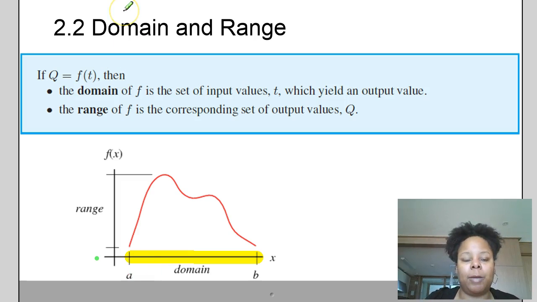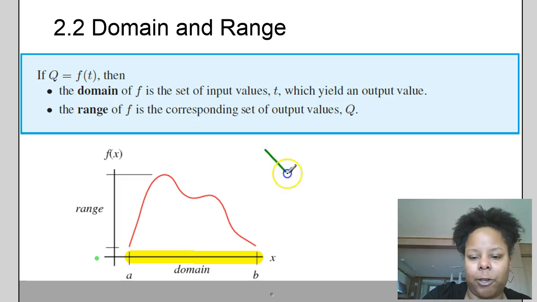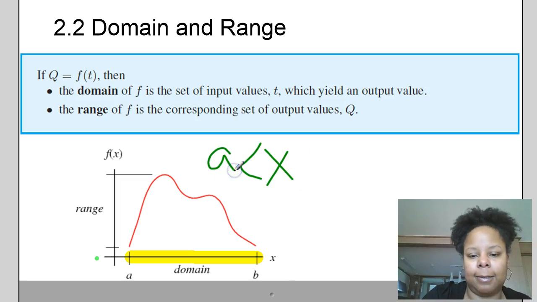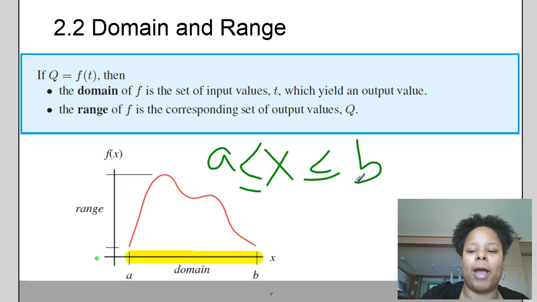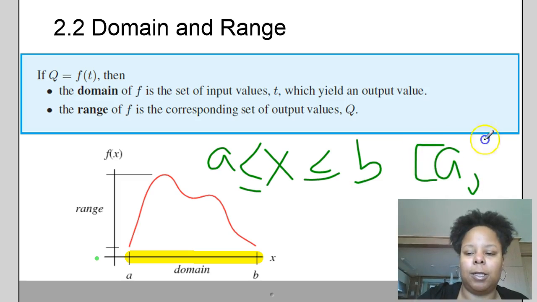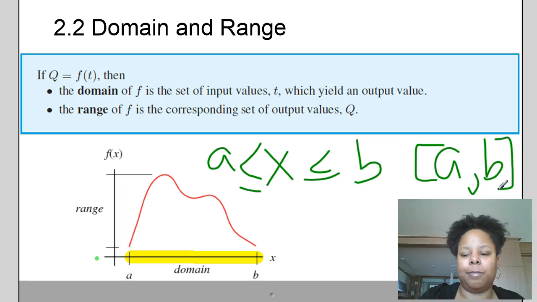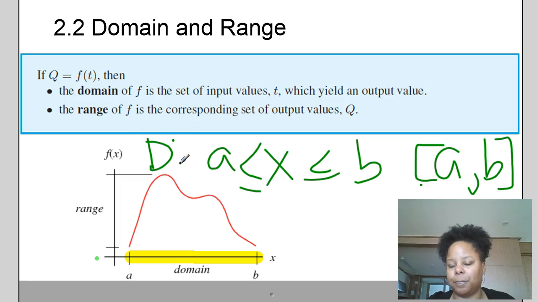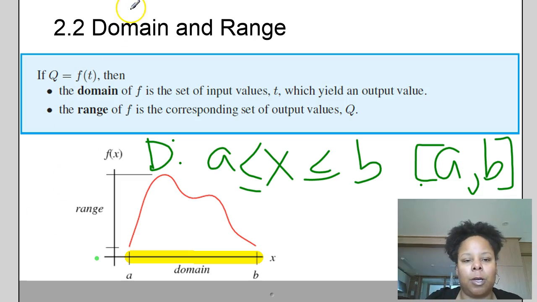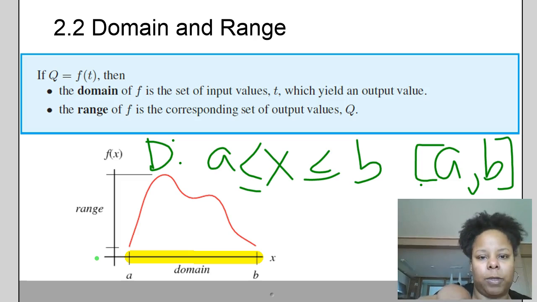And we usually describe a domain, because there are so many numbers, as an interval. So in other words, I could describe this domain as any x value between A and B, or I can say the interval from A to B, including A and B. So that represents the domain of the function. It's a bunch of values, and sometimes it's easy to identify each individual value, but most of the time it's not.